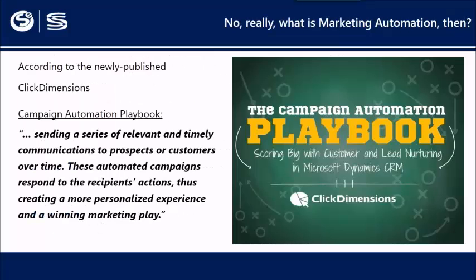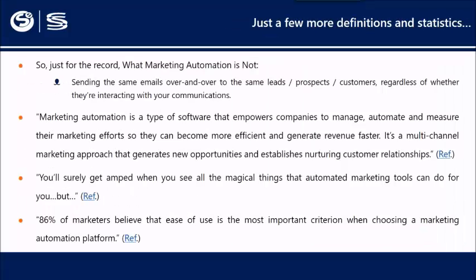So what is marketing automation, again, from a ClickDimensions perspective? It is sending a series of relevant and timely communications to prospects or customers over a period of time, and these automated campaigns respond to the recipient's actions, thus creating a more personalized experience. A few more definitions. What marketing automation is not is sending the same old emails to the same leads, prospects, and customers over and over again.